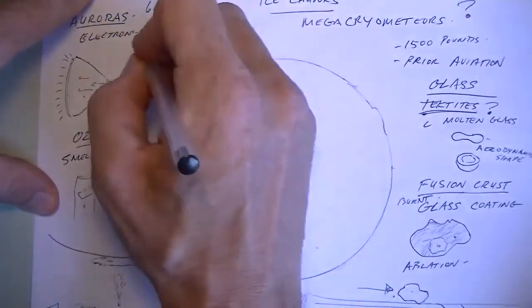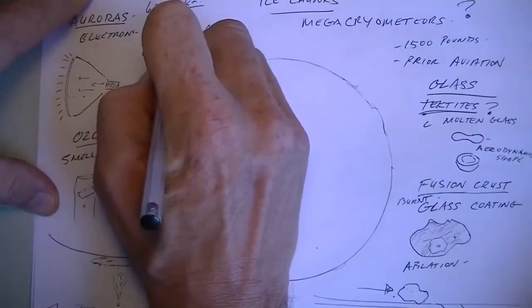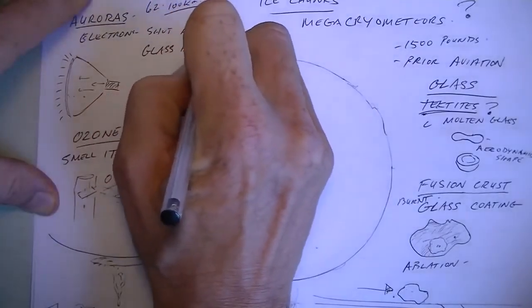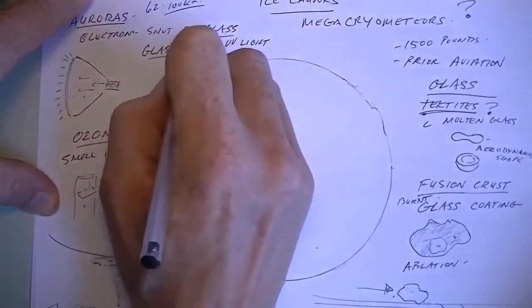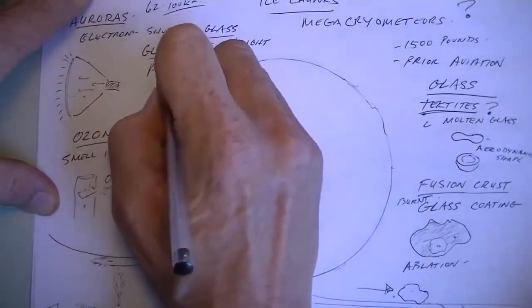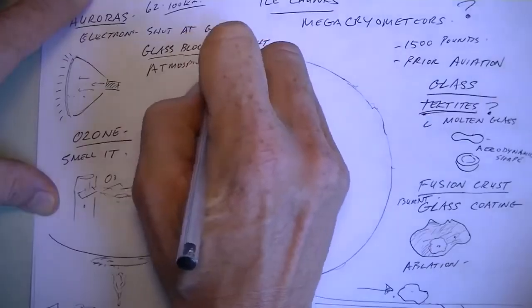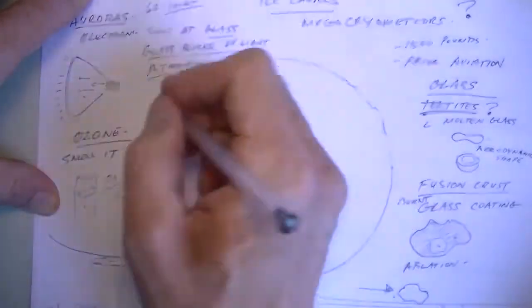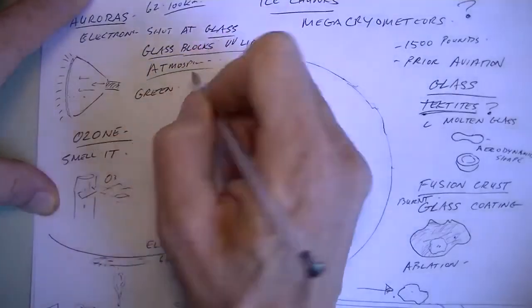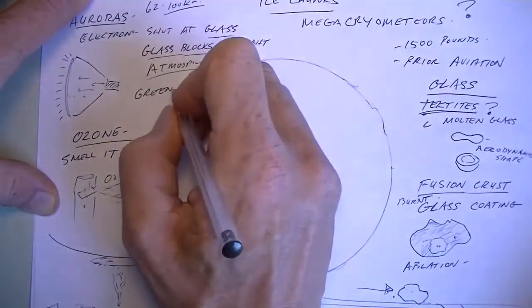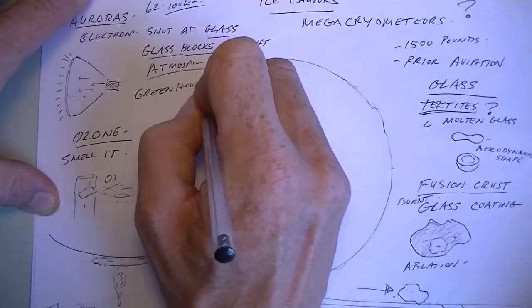Another reason why there's glass in the sky is because glass blocks ultraviolet light. And so does our atmosphere. Coincidence? I don't think so. There's also the greenhouse effect, okay? We have a literal glass ceiling, just like in a greenhouse. This is true.